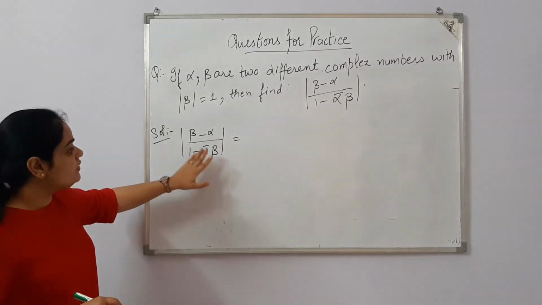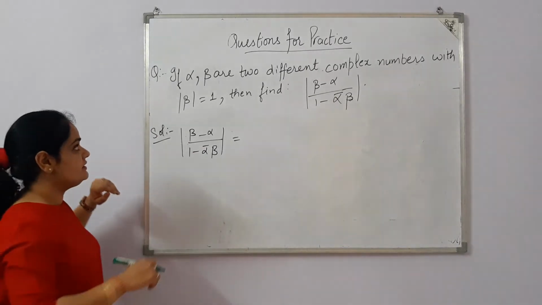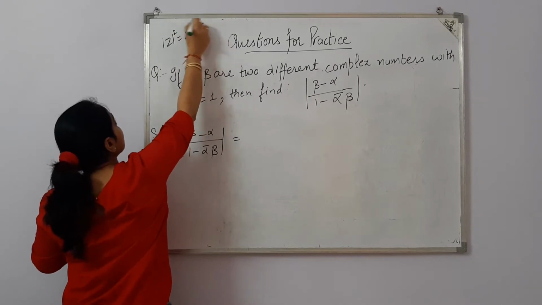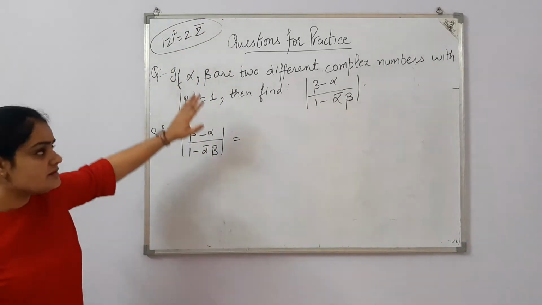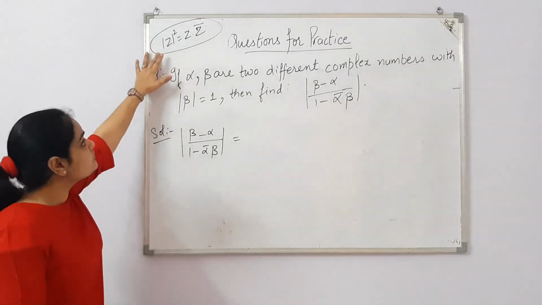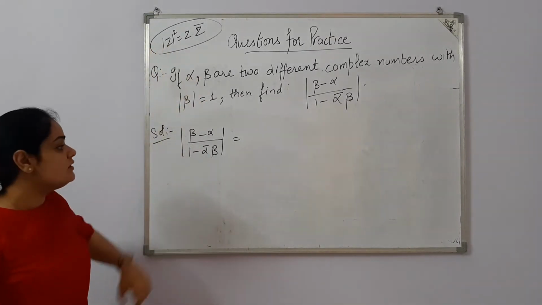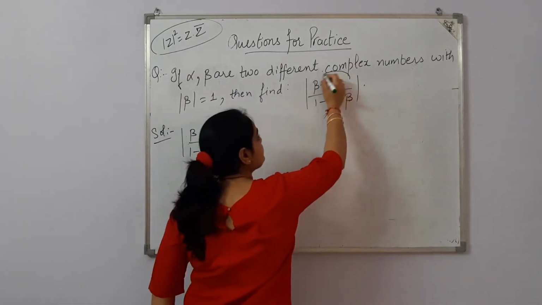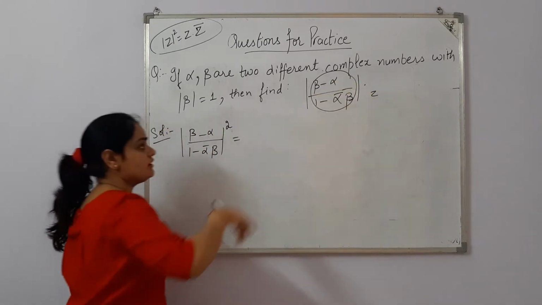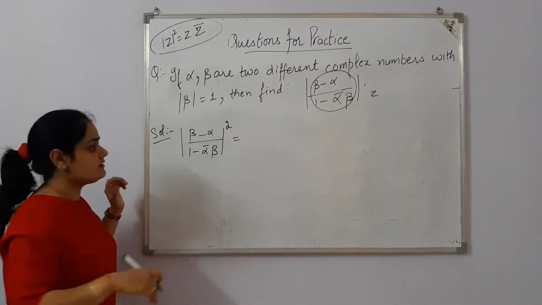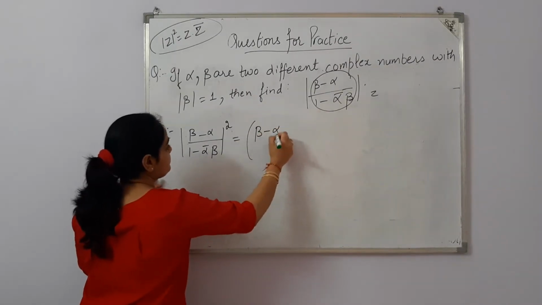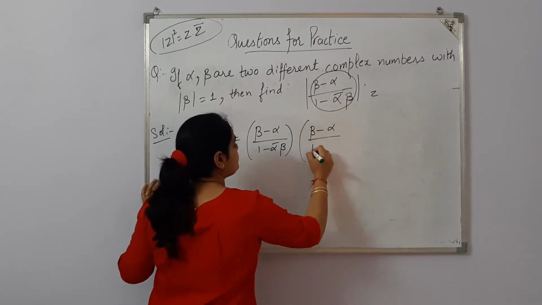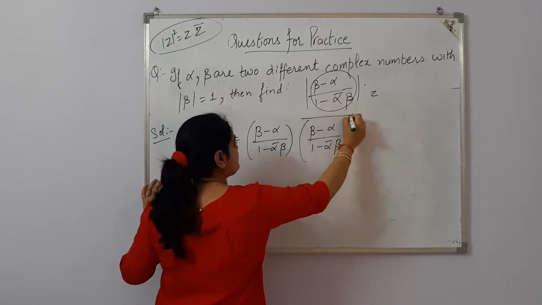We need its value. So we'll use one relation, that modulus of z square is equal to z into z conjugate. This is the property that we did in the previous video. Modulus of z square is equal to z into z conjugate. So we'll take its squaring. If this is your z, we'll treat it as z, z's modulus. So z's modulus square is equal to z into z's conjugate, whole conjugate.